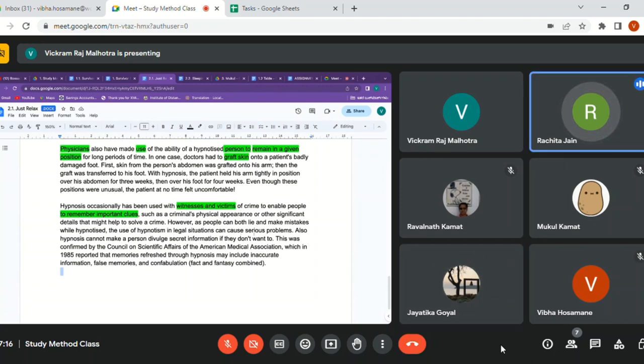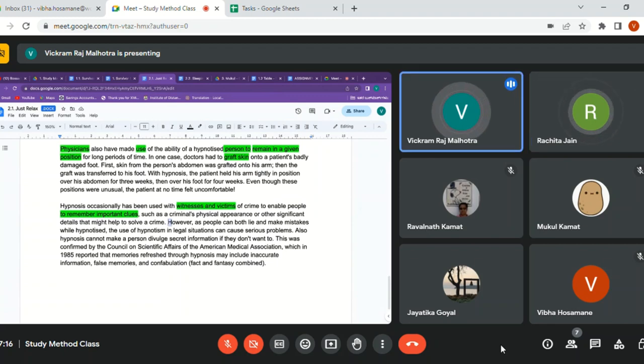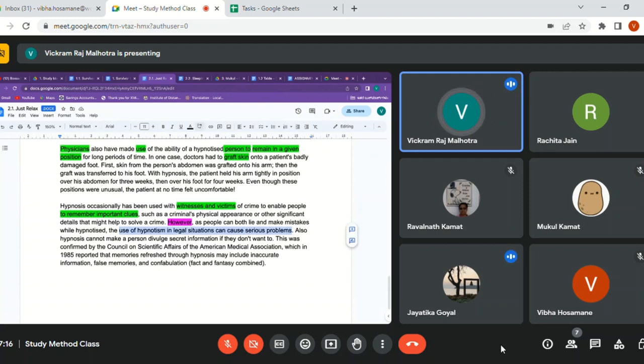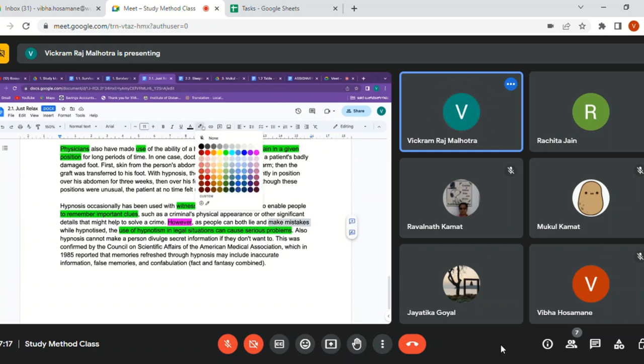However, as people can both lie and make mistakes while hypnotized, the use of hypnotism in legal situations can cause serious problems. The moment you see the word however, please mark it very seriously, because whatever is said before that, they can say the opposite after that. So what are they saying? Although on one hand they're saying hypnosis can be used with witnesses and victims to remember important clues, but it can cause serious problems in legal situations because they can lie or they can make mistakes. That's a serious thing to remember.